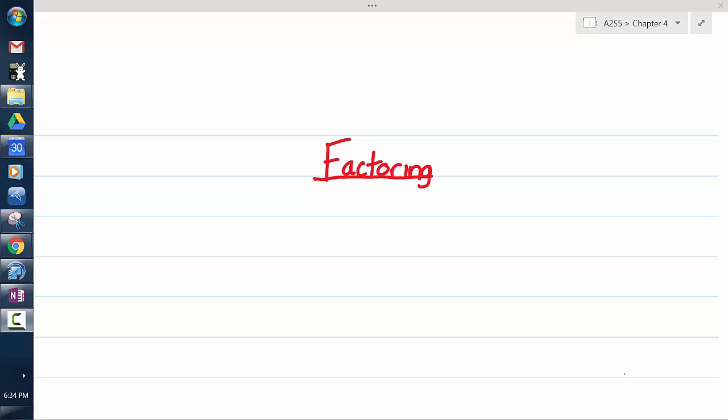Okay, we finished with chapter 3. Now we're going to move on to chapter 4. Before we do that, I thought we should touch on factoring first. A little recap from Algebra 1 that we're going to be doing.